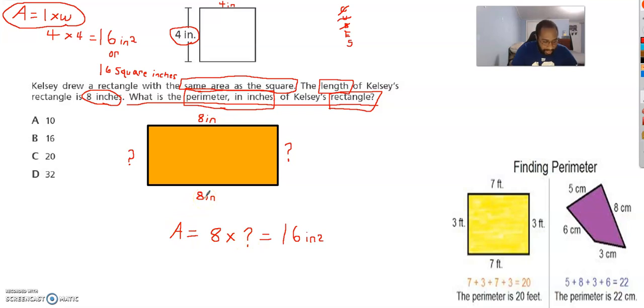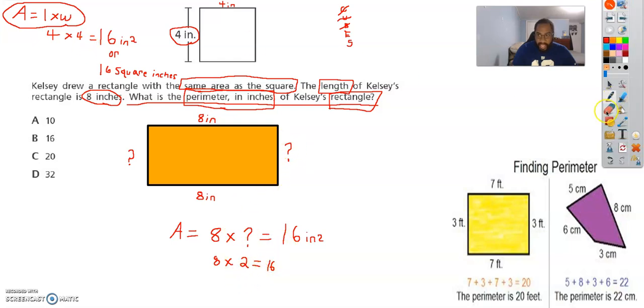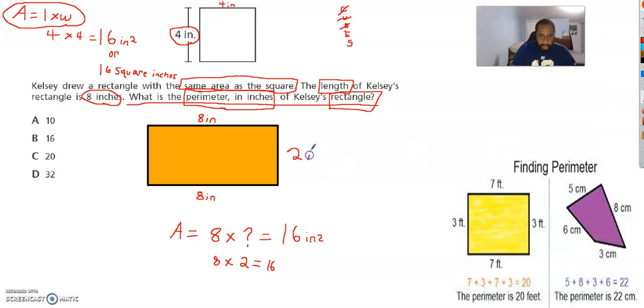Let's see who I can ask. Ashlyn. Yes, Ashlyn. 2 inches. So 8 times 2 equals 16. All right, so it would be 2 inches as the width. So let me fill in 2 inches here. Two inches here.